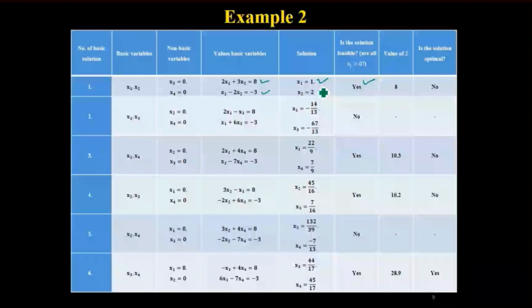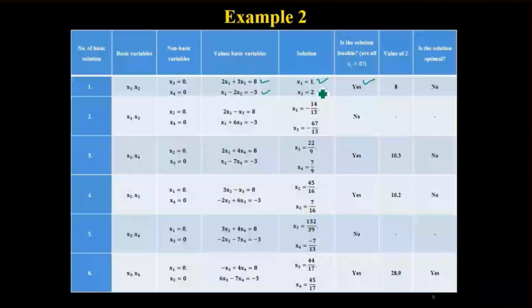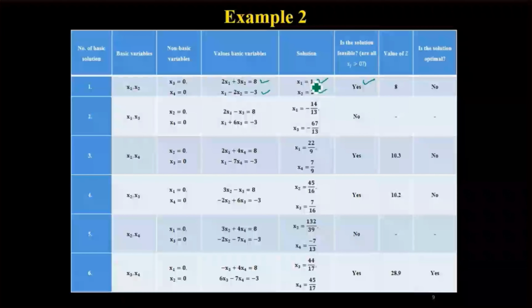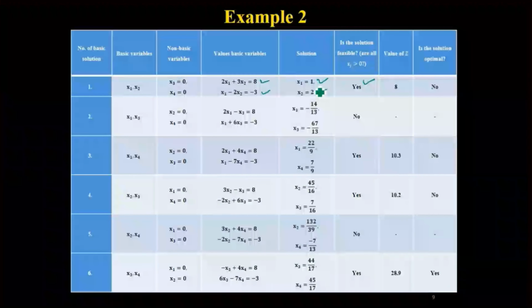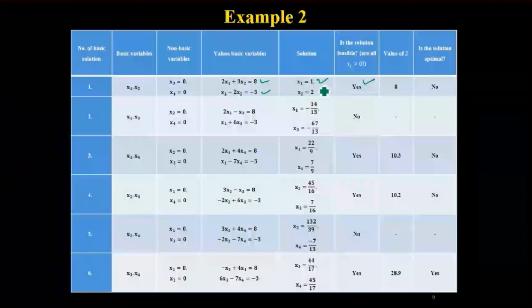If it is satisfying the feasibility condition, next we can say that it is a basic feasible solution. And since neither x1 nor x2 is 0, it is also non-degenerate. So we have a non-degenerate basic feasible solution. After that, we will find the optimal value of z.